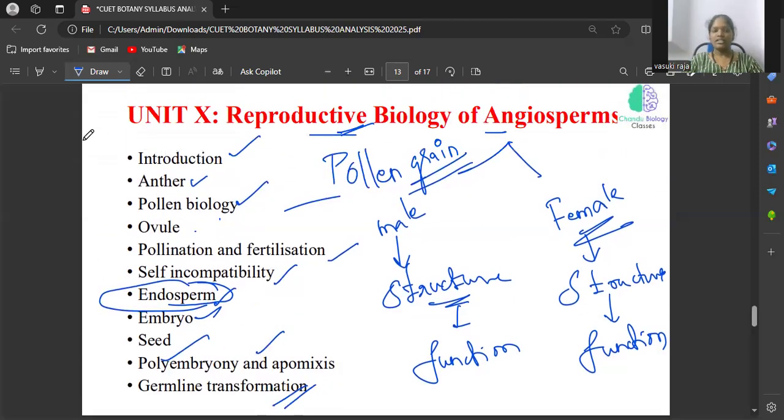So these are all the core botany. This unit 10 is the most important unit. We should not leave it at any cost.